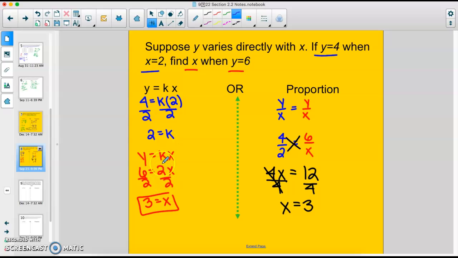Okay, now we need to find what x is when y equals 6. Okay, so the red stuff. We know the constant is 2. We know y is 6, and so then we have to solve for x, and we get x equals 3.